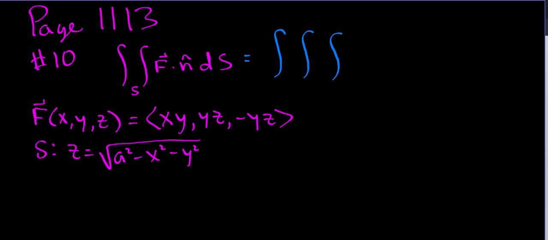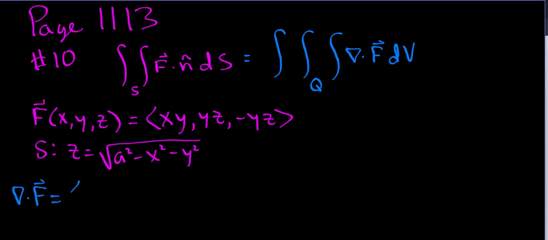So we can take this surface integral and we can integrate over the solid the divergence of the vector field like this. So let's see how this looks. First of all, we've got our vector field here, and I want to get the divergence of it.